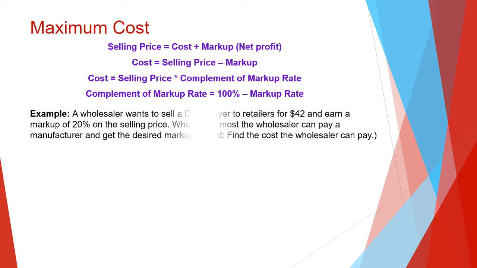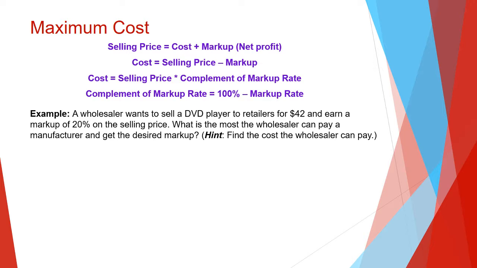So really quick, let's say you are a wholesaler, right? You want to sell a DVD to retailers. So it could be Best Buy, it could be Barnes and Noble, wherever. That's a retailer for $42 and earn a markup of 20% on the selling price. You always want to make some kind of profit when you're selling an item, correct? So that markup you want to take into account overhead, stocking, delivery, all that stuff that goes into that markup. How much more are you going to sell for what you paid for? In this example, it is 20% on the selling price.